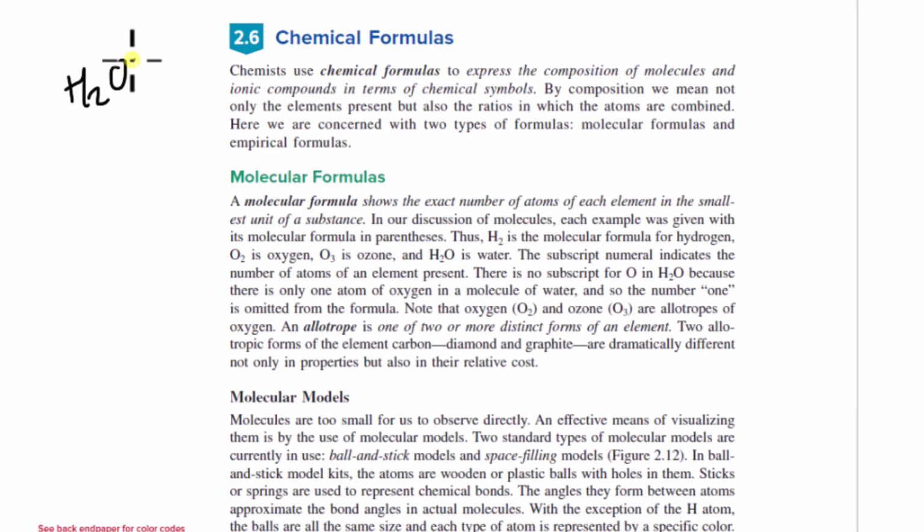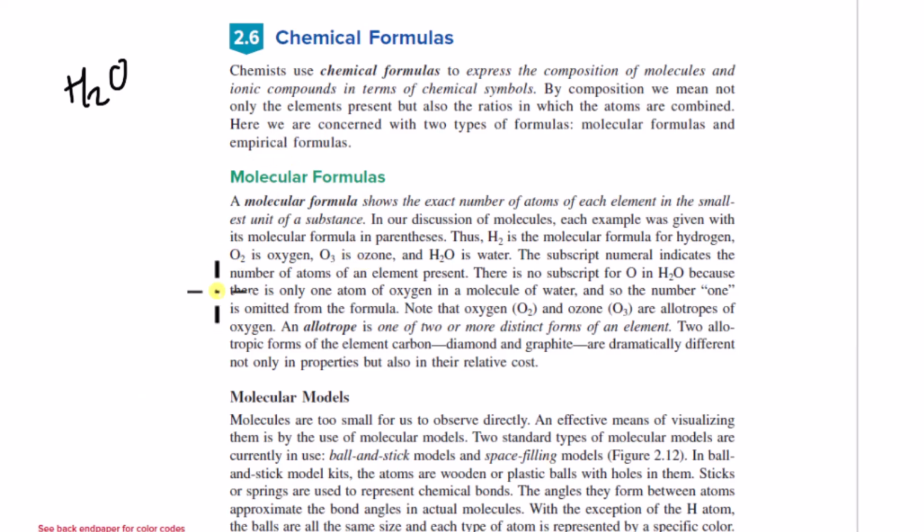So this here tells you that this water or ice or whatever is composed of hydrogen and oxygen atoms. But also, for every 2 hydrogen atoms, there's 1 oxygen atom, right? So chemical formulas express the composition of molecules and ionic compounds in terms of chemical symbols. By composition, we mean not only the elements present, but also the ratios in which the atoms are combined. Here we are concerned with 2 types of chemical formulas, molecular formulas and empirical formulas.